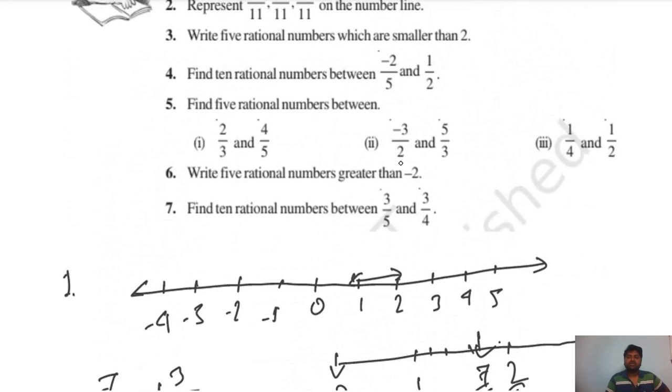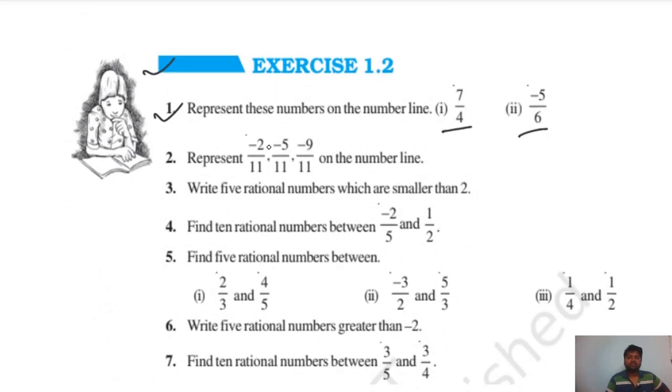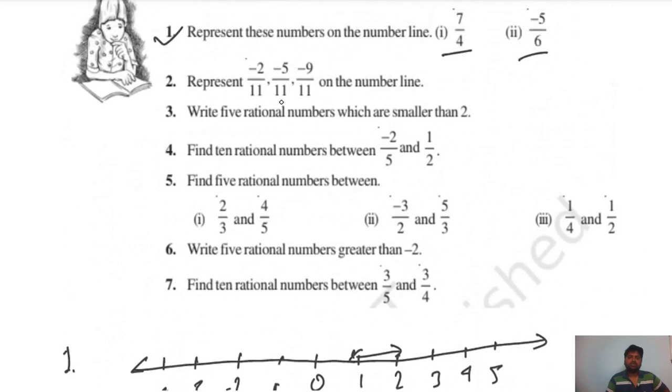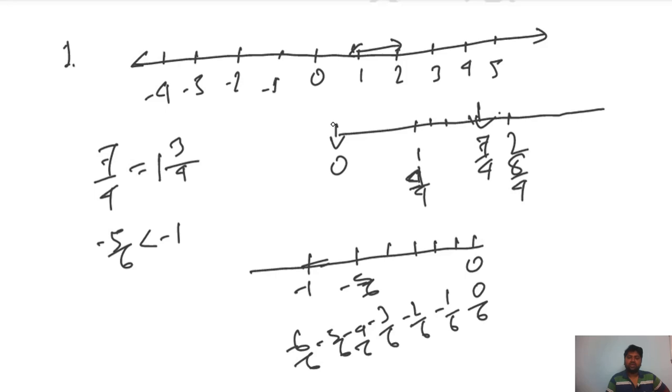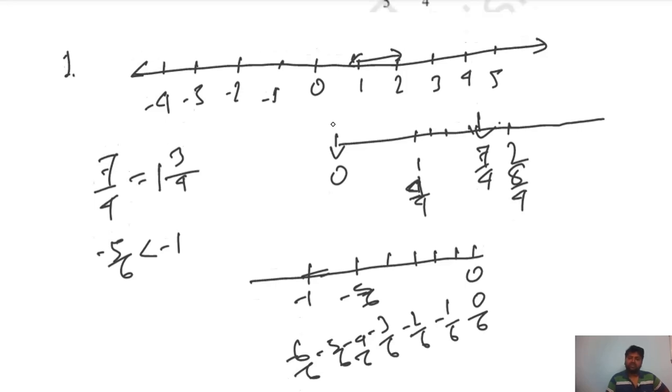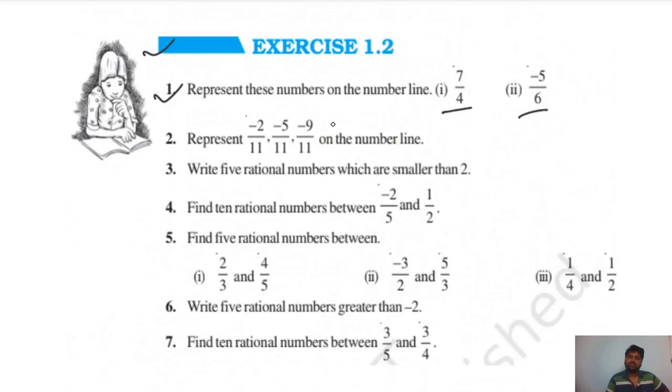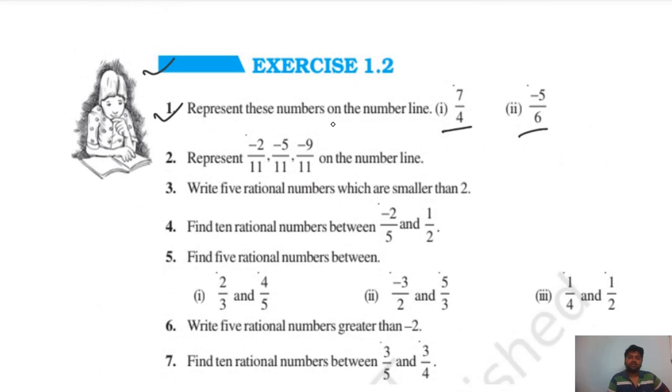On a similar basis we can represent the numbers minus 2 by 11, minus 5 by 11, minus 9 by 11. These numbers lie between 0 and minus 1. So we represent minus 0 by 11, minus 1 by 11, minus 2 by 11, minus 3 by 11, and so on up to minus 11 by 11, which is minus 1. These are similar forms.